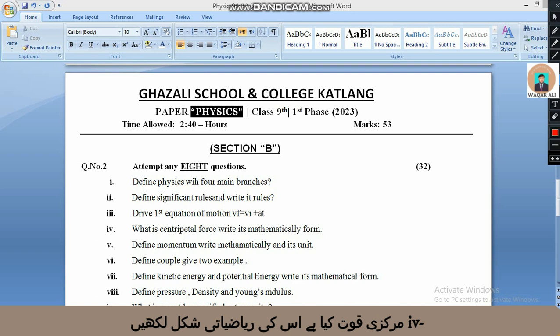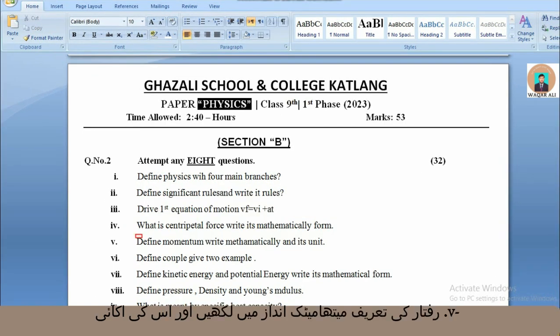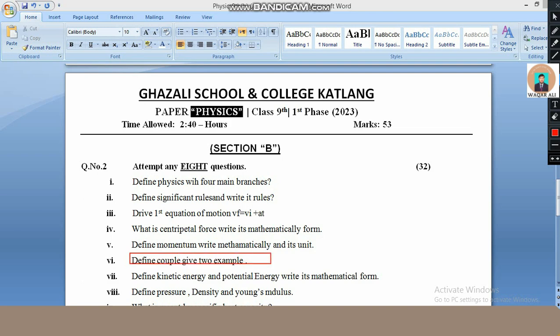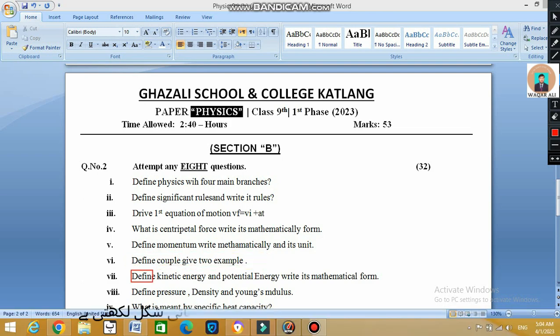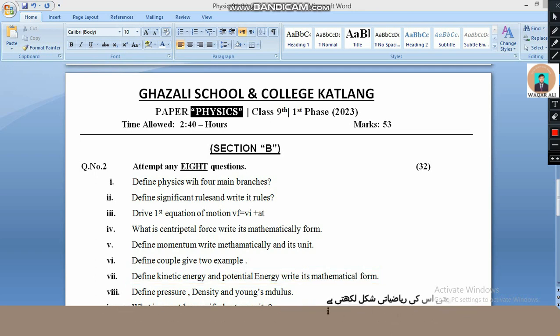4. What is centripetal force? Write its mathematical form. 5. Define momentum. Write its mathematical form and its unit. 6. Define couple. Give 2 examples. 7. Define kinetic energy and potential energy. Write their mathematical forms.